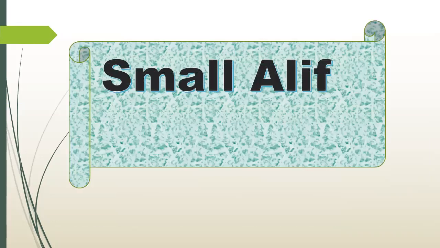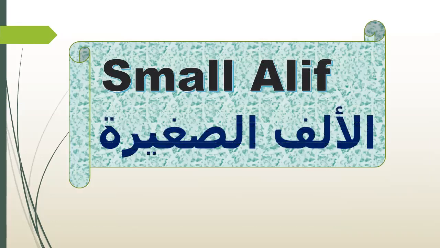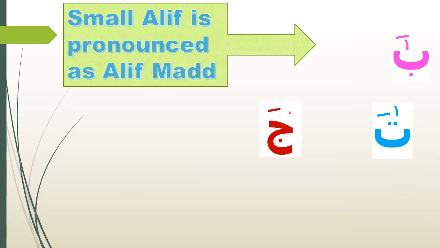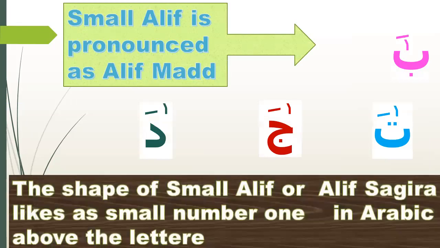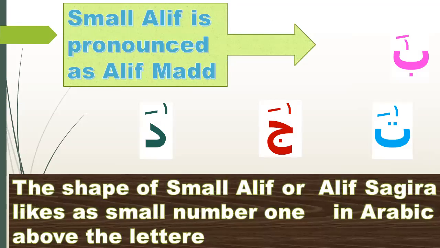Now we will study together small alif. الألف الصغيرة. Small alif is pronounced as alif mad. Please repeat after me. Ba alif saghira ba. Ta alif saghira ta. Jim alif saghira ja. Dal alif saghira da. The shape of small alif or alif saghira likes as small number one in Arabic above the letter.